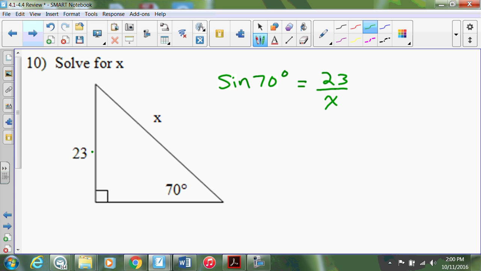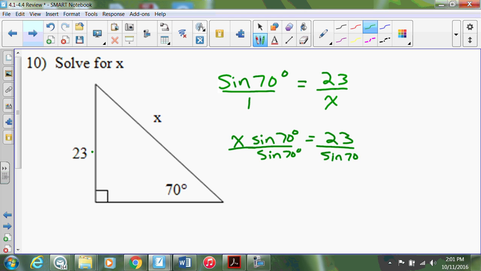What I want you to do before you pick up your calculator is isolate x so we know exactly what we're putting in the calculator. In this case, what I would do is I would put a 1 underneath sine of 70 degrees so that you can cross multiply. And when you cross multiply, you get x times sine of 70 degrees equals 23. And then you're going to divide both sides by sine of 70 degrees. And so x equals 23 divided by sine of 70 degrees.